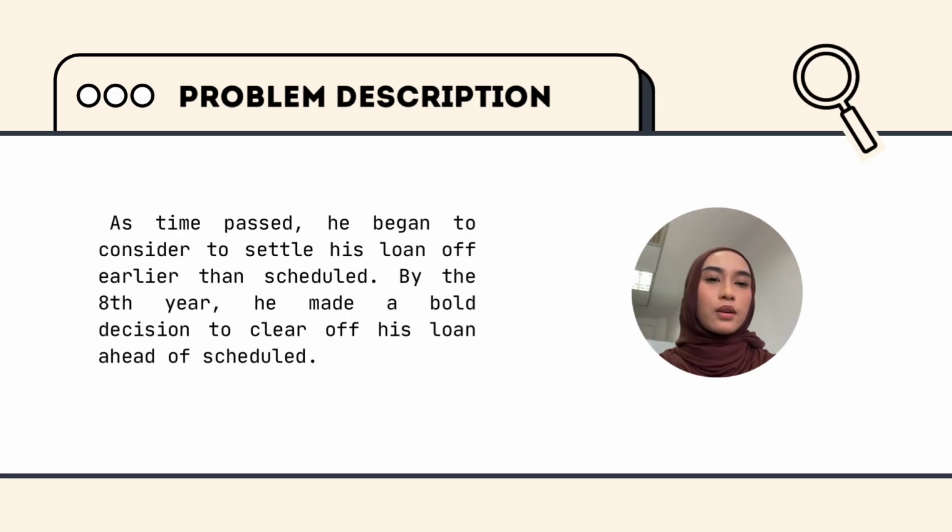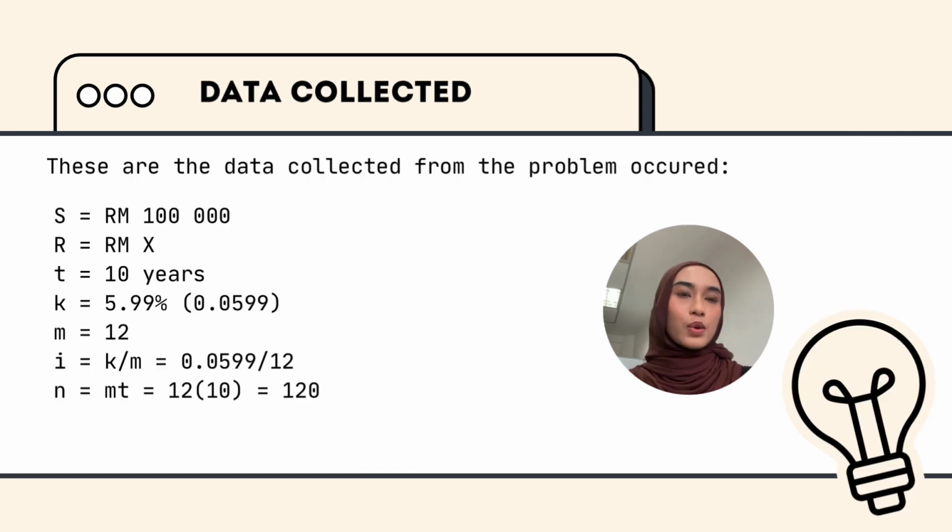The problem continues. As time passed, he began to consider settling his loan earlier than scheduled. By the 8th year, he made the bold decision to clear off his loan ahead of schedule. So for this statement, we need to find the amount of the payment that he paid earlier than scheduled.